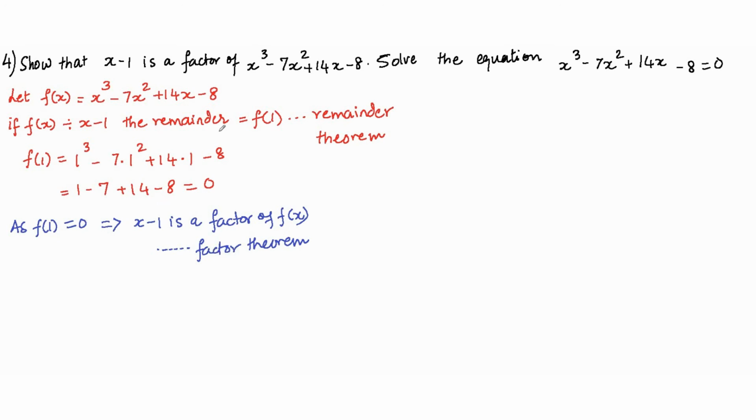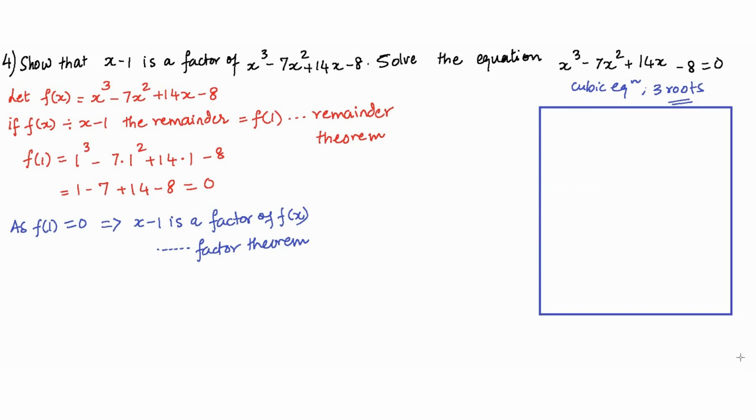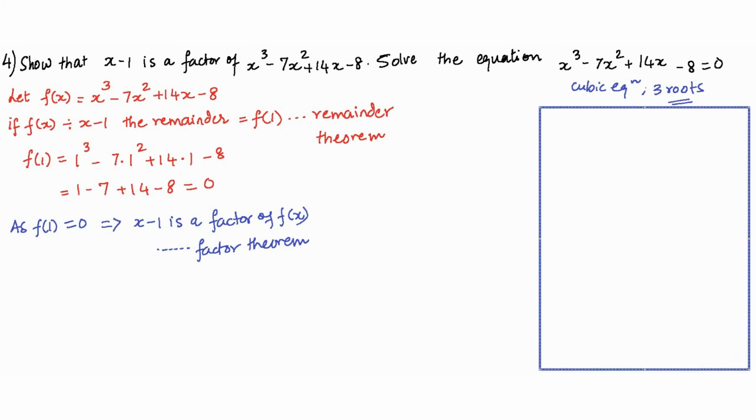And now what I can do is, I have to solve this particular equation. So this is a cubic equation because the degree is 3. So this is going to have 3 roots, right? And now we have to find those 3 roots. So if I can write this particular expression in the factorized form, then I can very easily find the roots. So to find all the factors, let me perform long division.